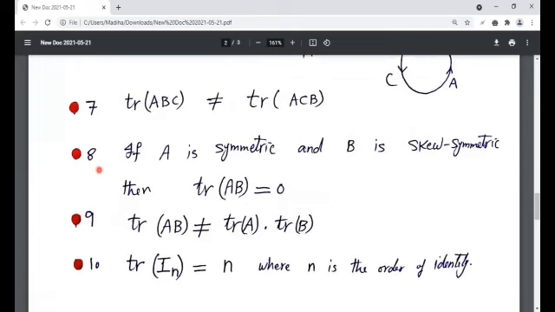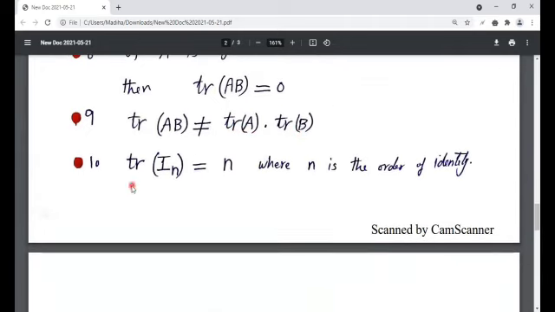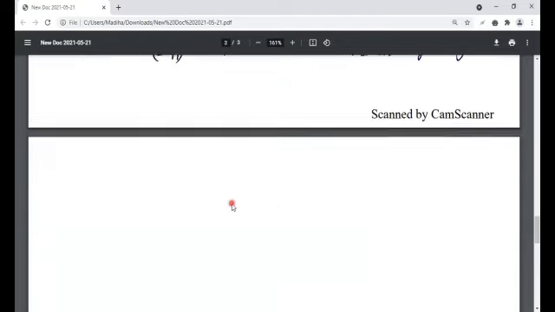Next property, number 8. If A is a symmetric and B is a skew symmetric matrix, then trace of A times B is equal to 0. Number 9, trace of AB is not equal to trace of A times trace of B. Number 10, trace of an identity matrix having order n is equal to n, where n is the order of the identity.